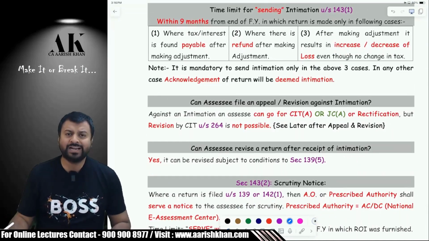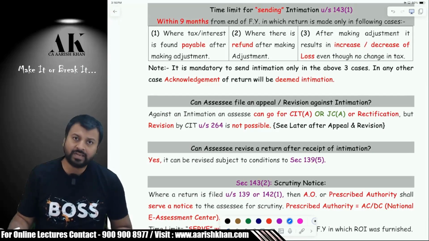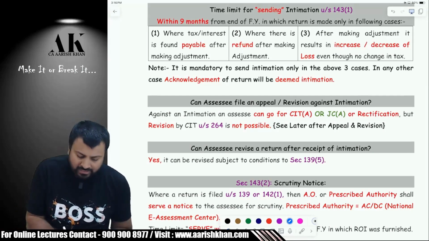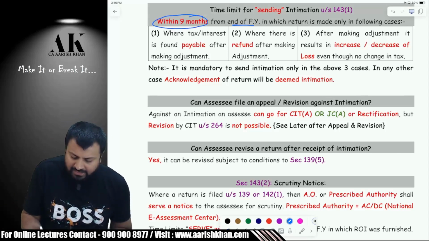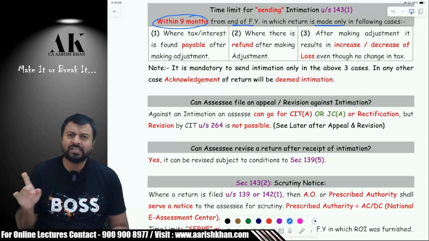The time limit to send an intimation is within 9 months from the end of the financial year in which the return is filed. And is intimation going to be sent in all the cases? No. Intimation is not going to be sent in all the cases.